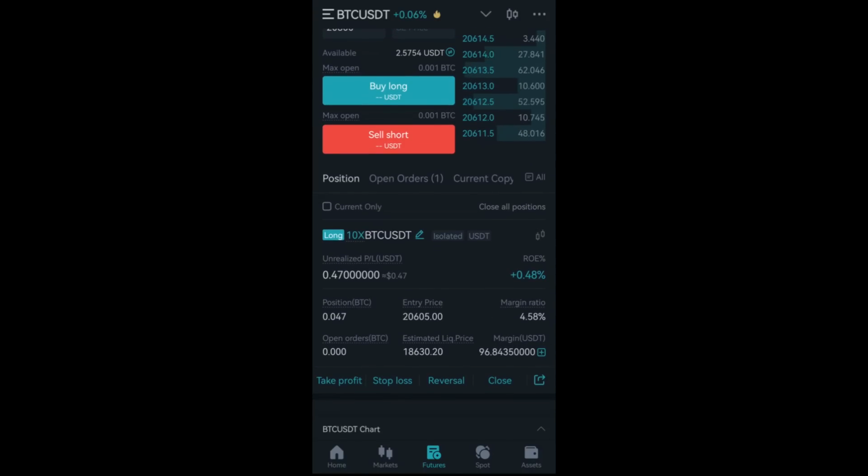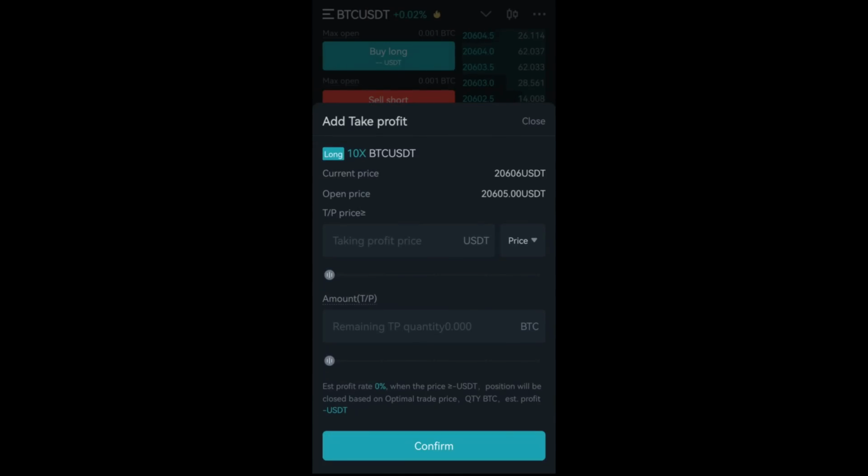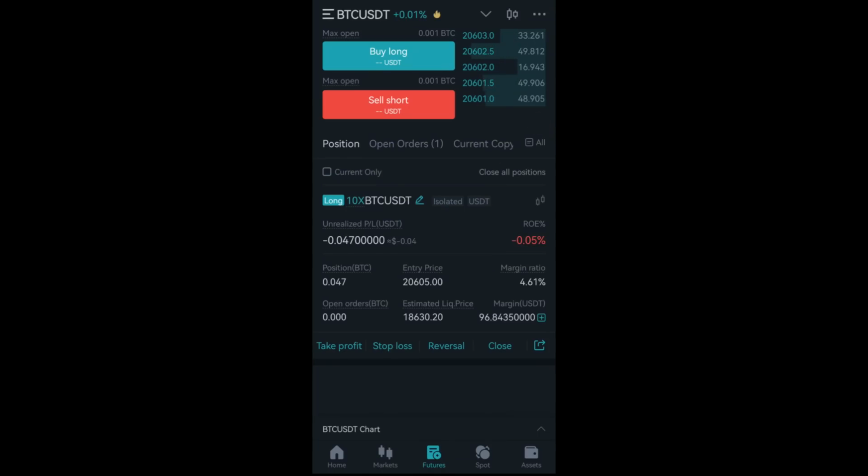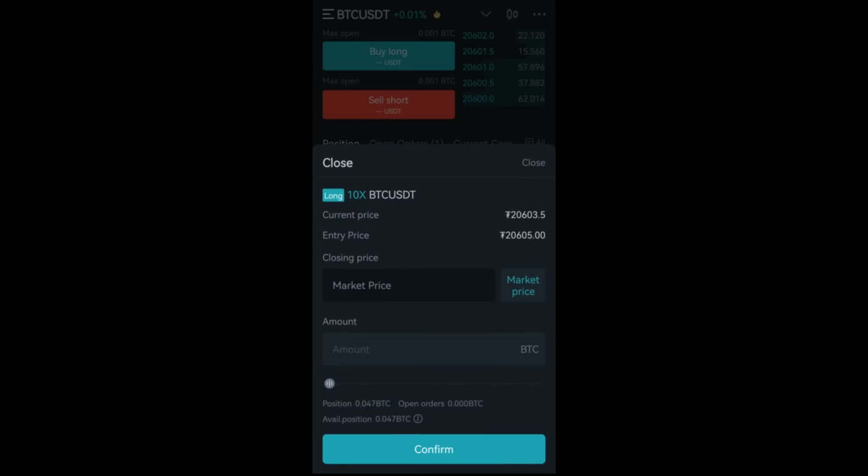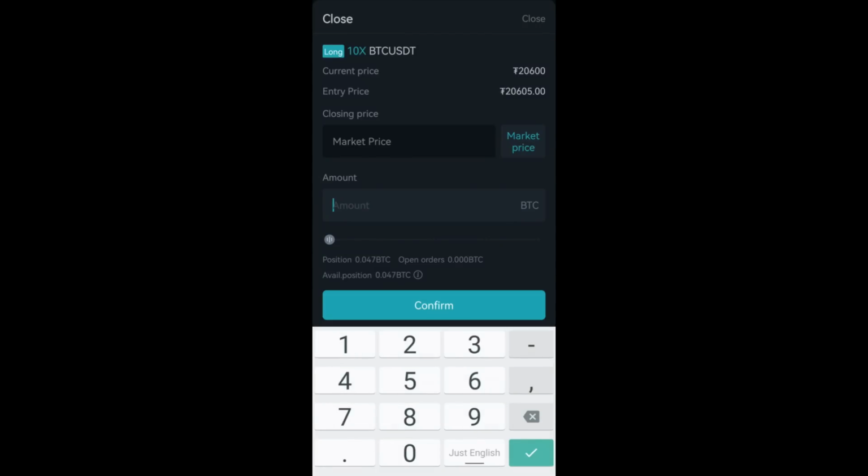And here at the bottom you have the take profit option and stop loss option. You can click on this and re-enter or change your price. And here in this corner you have the close option. If you want to close this trade, simply click on close trade. In this box, either enter the price or select the market price. Down below, select what percentage of Bitcoin you want to close. If you want to completely close the trade, select 100% and click on confirm.